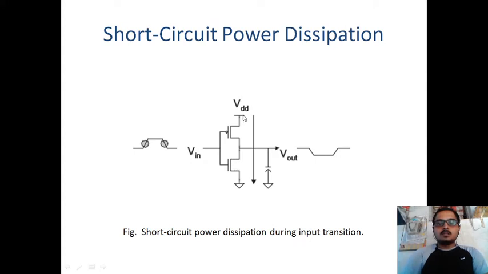Then there is a path between VDD and ground. Then the total charge is discharged through VDD and ground. This is nothing but a short circuit. The power dissipation that occurs at this short circuit is called short circuit power dissipation.